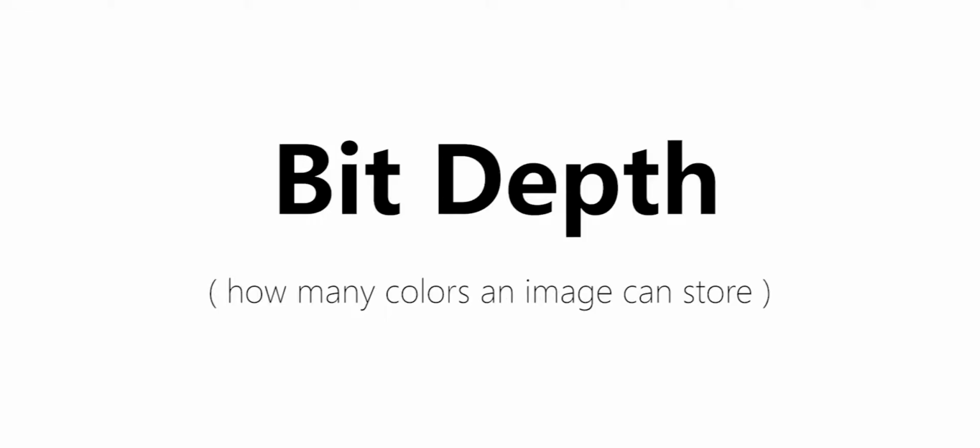So before we jump in, I need to explain something really quickly, and that's bit depth. Every image has a bit depth, and the bit depth of an image is just a measure of how many colors that image can store. So don't let this scare you away. It may seem a little bit technical, but it's really easy to understand, I promise.